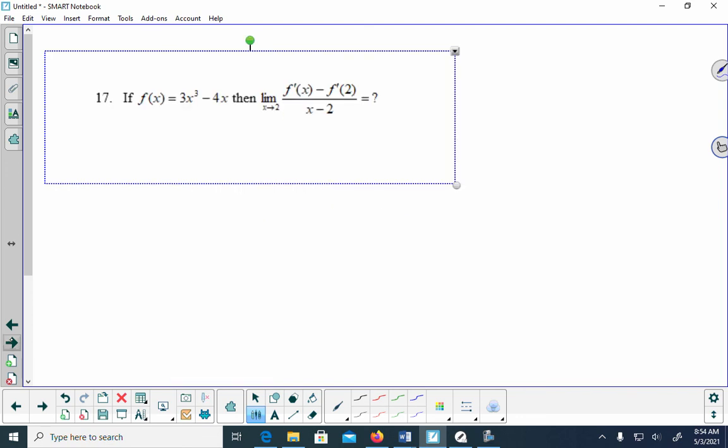17, this is asking us to use the alternate form of a derivative at 2. So I'm going to go ahead and do this.